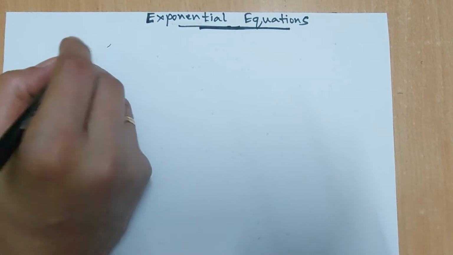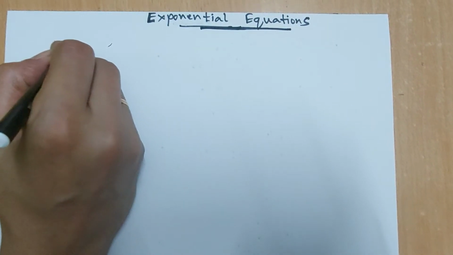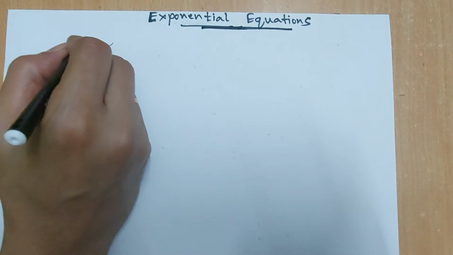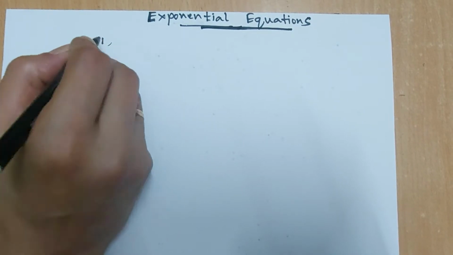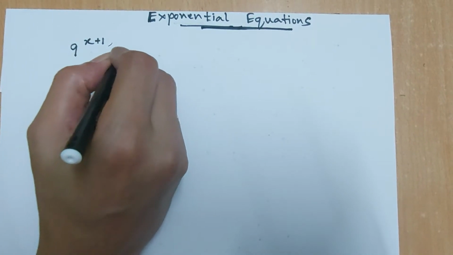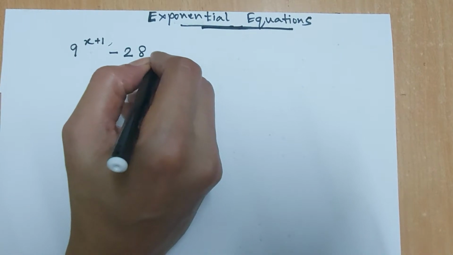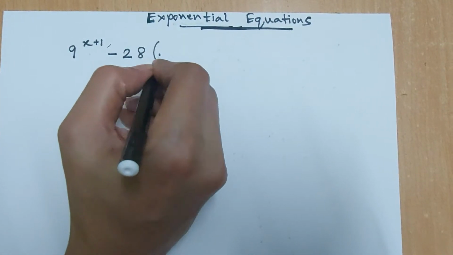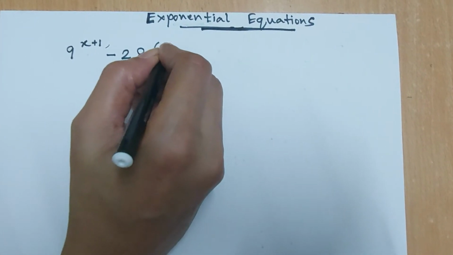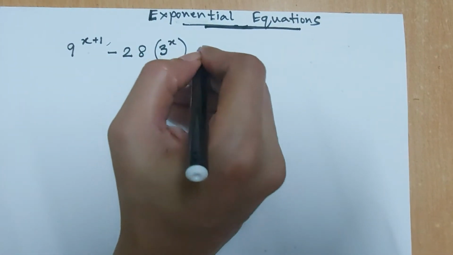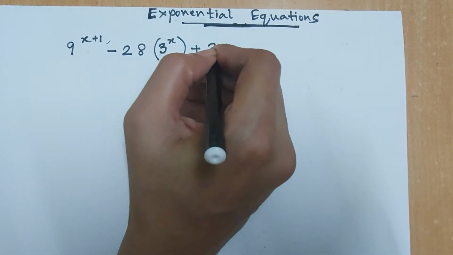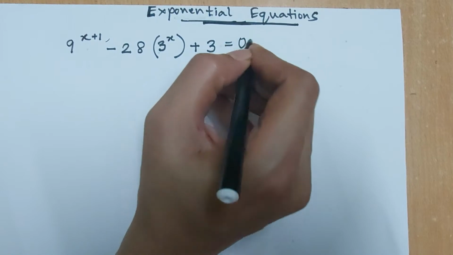Here is another example for you. 9 power x plus 1 minus 28 into 3 power x plus 3 equal to 0.